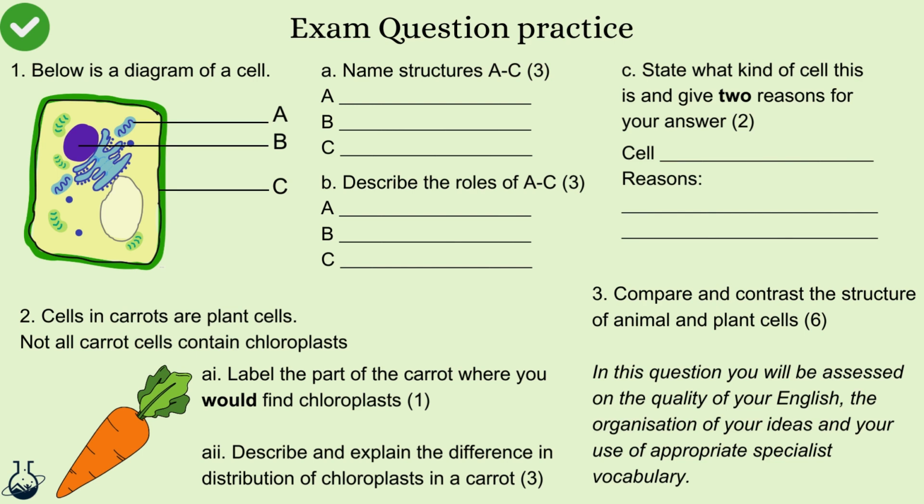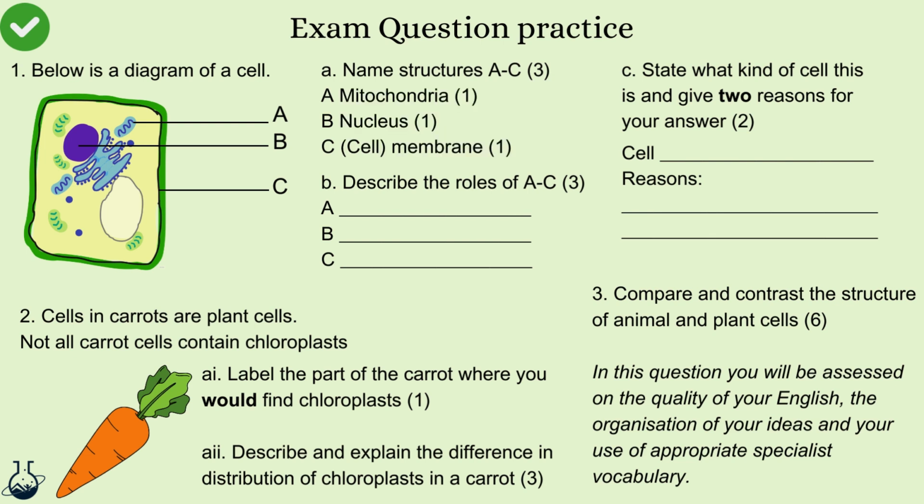Question 1A was to name the structures A to C in the diagram, and they put spaces for you to write these in. A is the mitochondria, B is the nucleus, and C is the cell membrane. Notice how the word cell has brackets around it. This means the word cell is not required to get the mark. You can just write membrane.